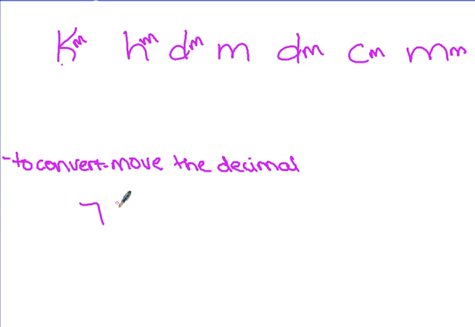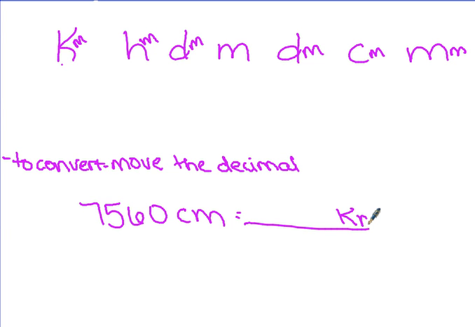For example, if I have 7,560 centimeters and I want to convert it to kilometers. I'm going to look up here at my acronym, kangaroos hopping down a mountain drinking chocolate milk. Here, I have centimeters, and over here I have kilometers. Now, I'm going from centi to kilo. So what I'm going to do is move the decimal point as many places as it takes to get from centi to kilo, and in the same direction. So, from centimeters to kilometers, I go 1, 2, 3, 4, 5 to the left.